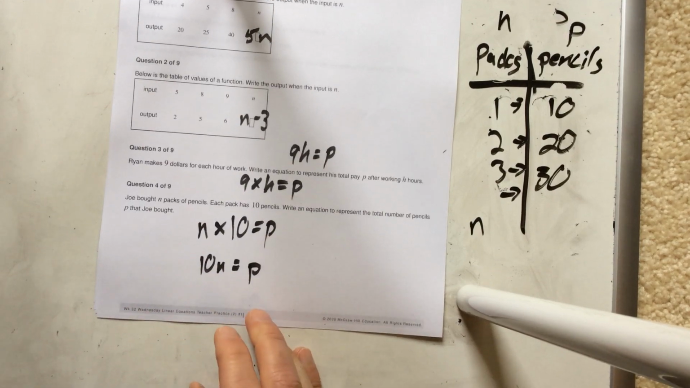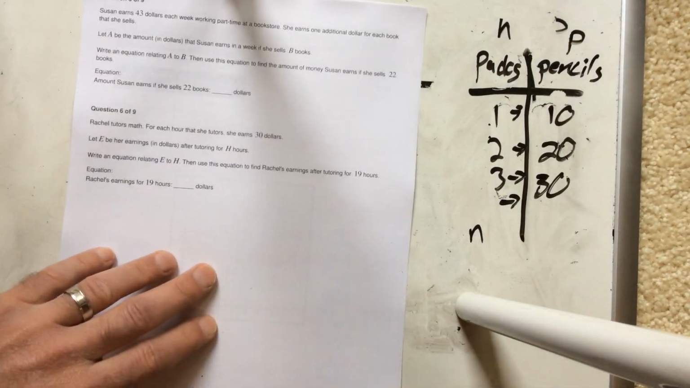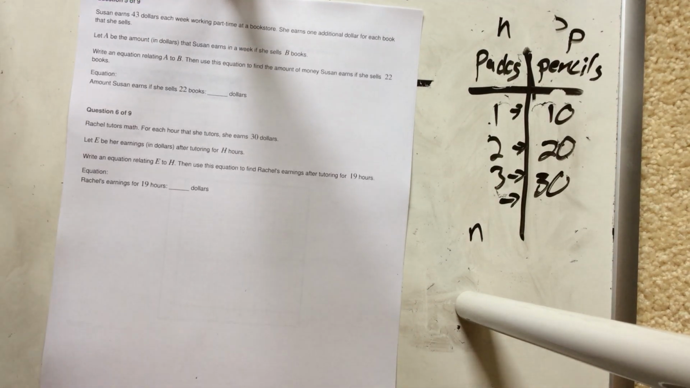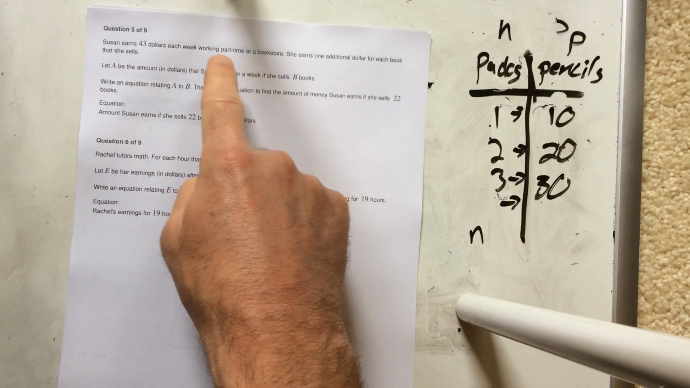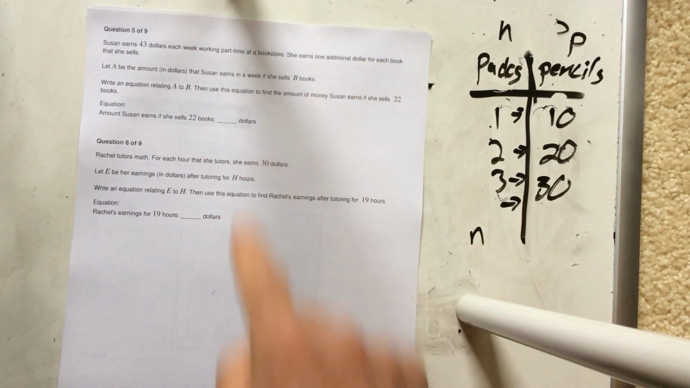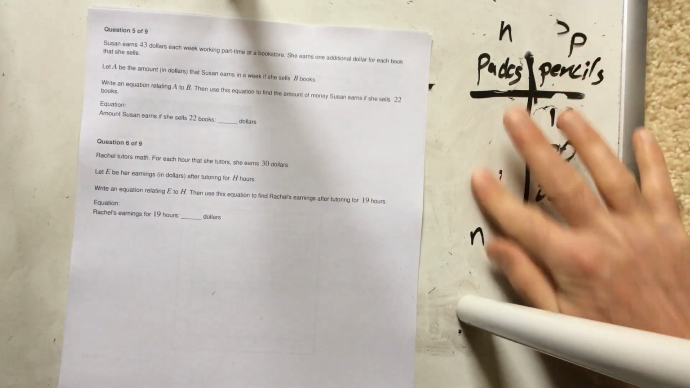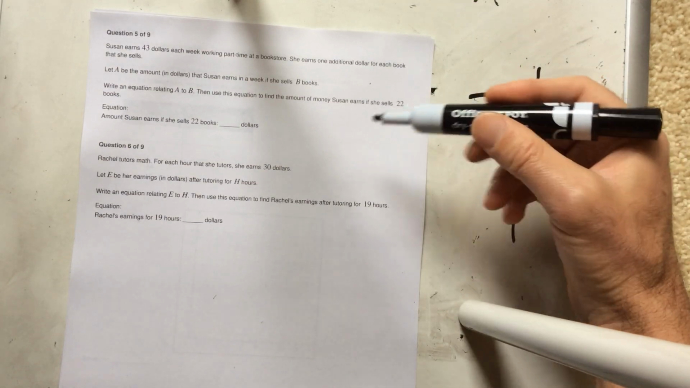Alright, so that's getting us set up for the next portion. It's much more challenging. Susan earns $43 each week working part-time at a bookstore. She earns $1 additional for each book she sells. Okay, so let's go back to our t-chart over here. $43 each week. $1 additional for each book.